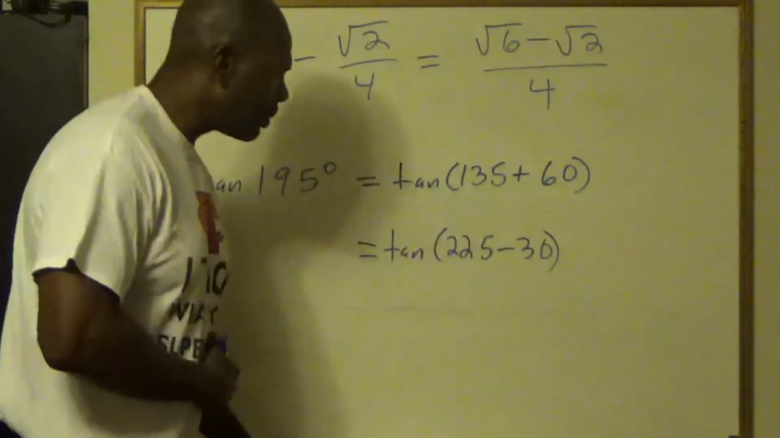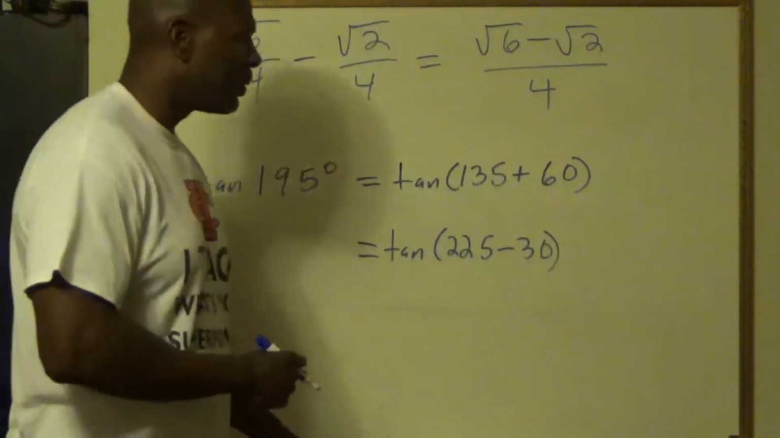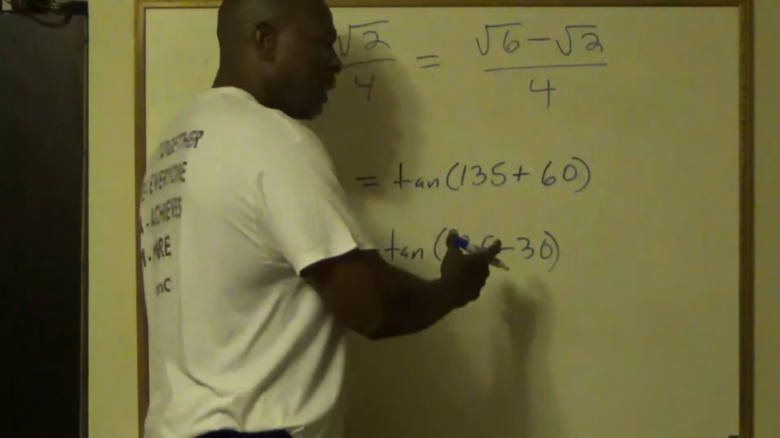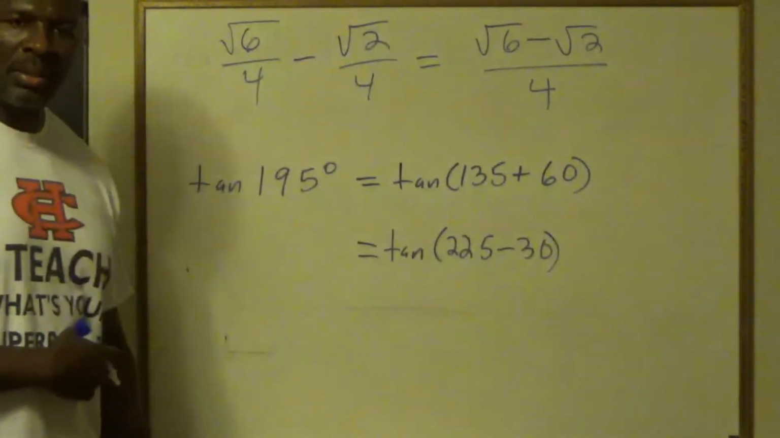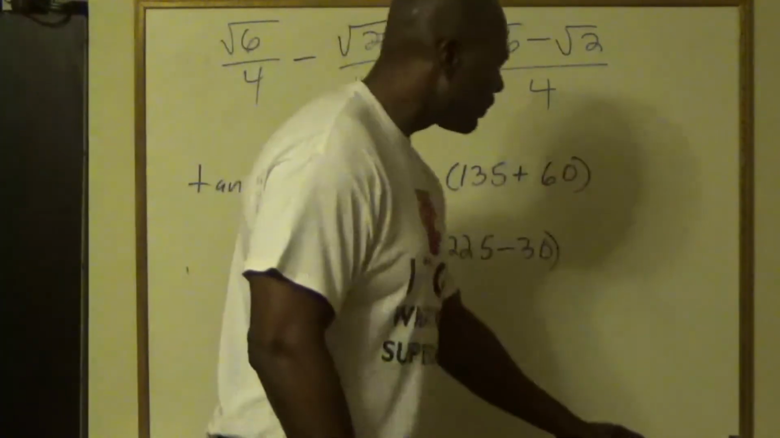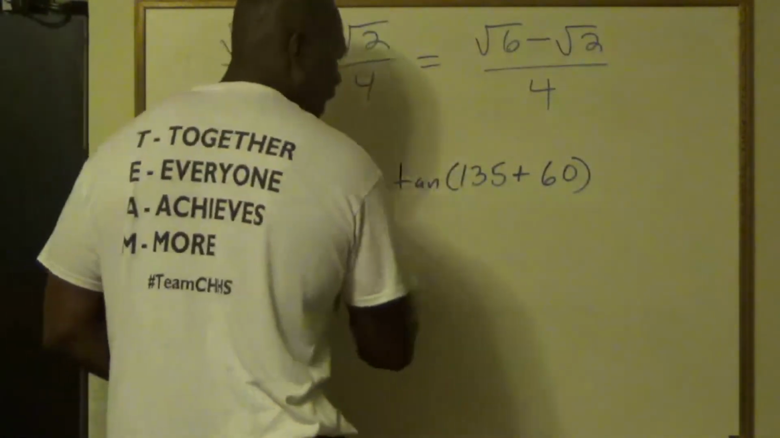So whenever possible when doing a tangent sum or difference, try to find an angle that has a reference angle of 60 instead of an angle that has a reference angle of 30. Okay, so the easy example for me is to use 135 and 60.